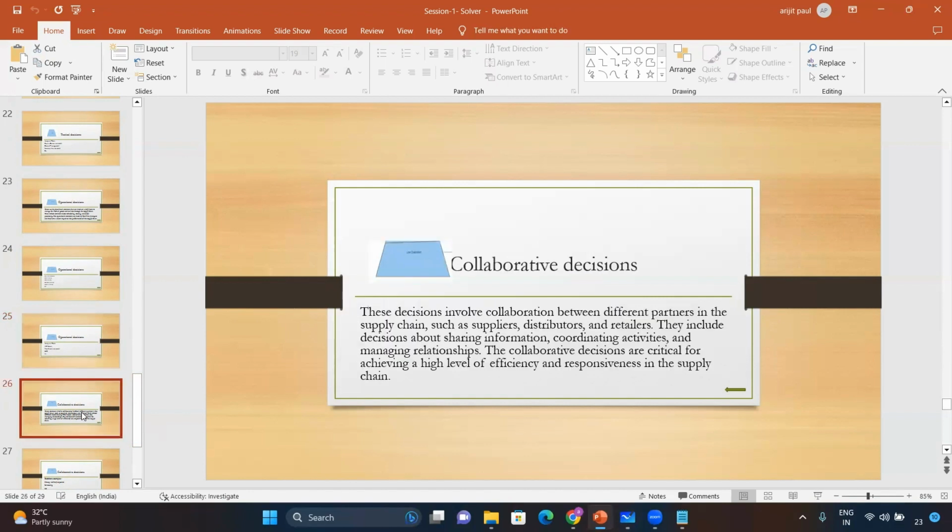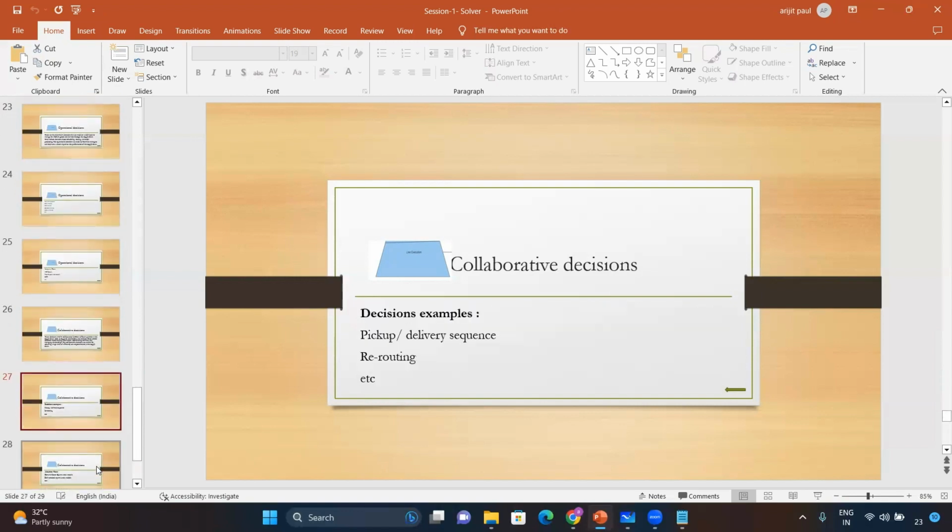Now, the last or the fourth layer of supply chain decisions are collaborative decisions. These decisions involve collaboration between different partners in the supply chain, such as suppliers, distributors, and retailers. They include decisions about sharing information, coordinating activities, and managing relationships. The collaborative decisions are critical for achieving a high level of efficiency and responsiveness in the supply chain.